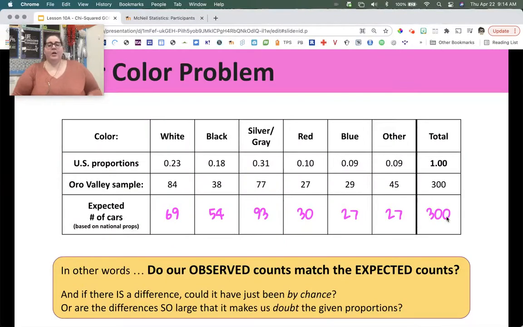We're saying in our given sample, how many of each color would we expect there to be if those proportions were true? So as you can see, there are some differences, right? We had more white cars than we would have expected. We had fewer black cars than we would have expected, etc. So these are off in different ways on all of them. But again, our question is not just are they different, but are they different enough that we're now going to doubt those given proportions are true for Oro Valley?